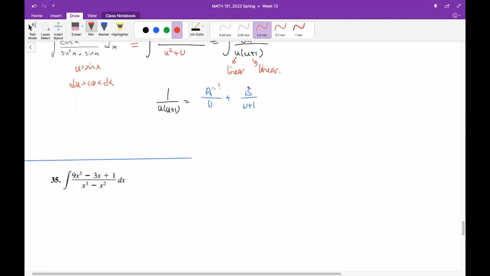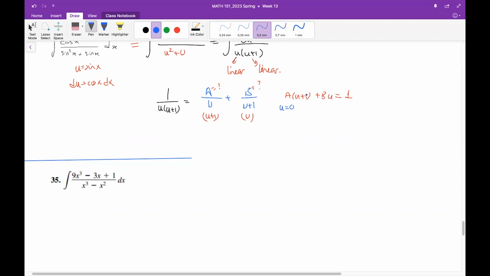All you need to do is to search for the constants A and B. How can you find them? You will expand these 2 expressions like this, and then you have A times u plus 1, plus B times u, which should be whatever you have on the left as the numerator. It should be 1. And then by inserting the roots here, you can easily find your unknown constants.